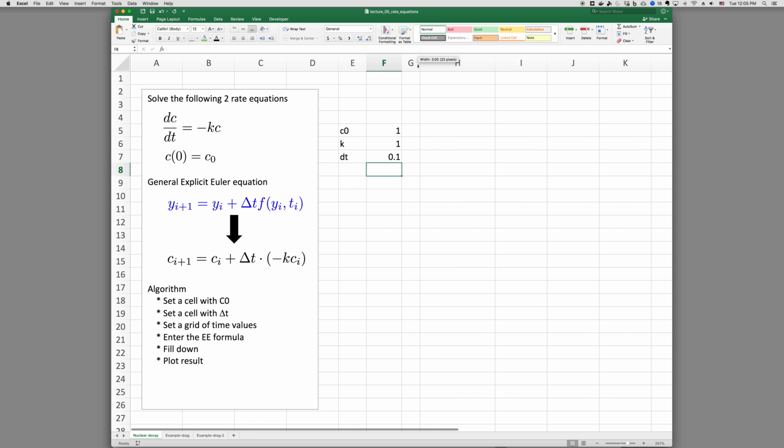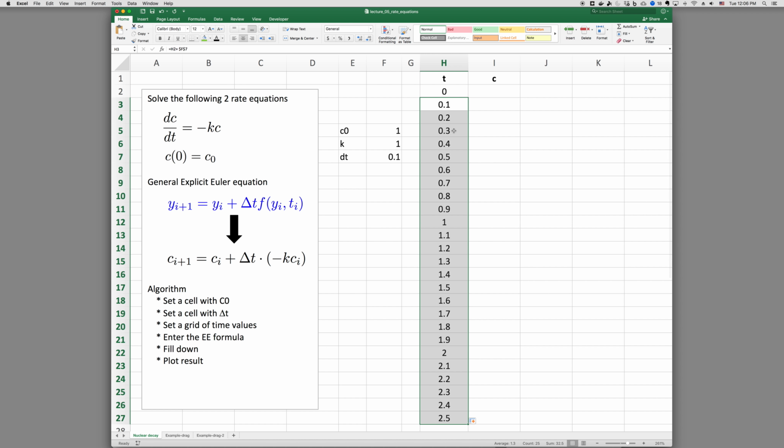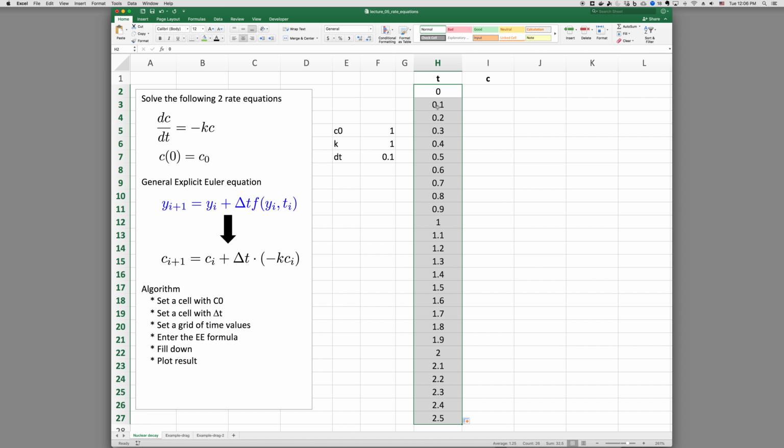And then we need a time grid. So let's say t here and c. Our time starts at 0, and our next point is the old point plus the step size, and we'll lock that, and then we can just fill that down to create a grid of times. It's good form to write this in terms of the cell dt, so that if we want to change our grid, we only have to change the value of this cell, and our grid auto updates for us. That's more convenient than if we just typed 0 and 0.1 and then filled that down, because then if we want to change the grid, we have to go back and explicitly calculate it. So we'll write equals the old cell plus dt, lock that, and then fill that down.